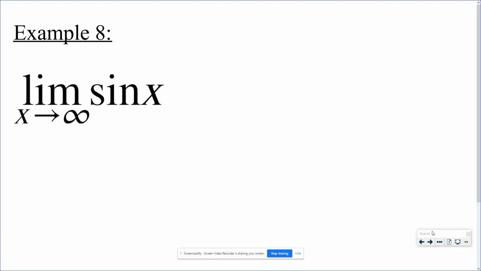Okay. What about the limit as x goes to infinity for sine? Okay, so we would need to know what the sine function looks like. Sine function starts at 0 and kind of goes up and down in a wave pattern like this. And that's an odd function, so it repeats in a diagonal symmetry of sorts. So what would you say the limit is as x approaches infinity?